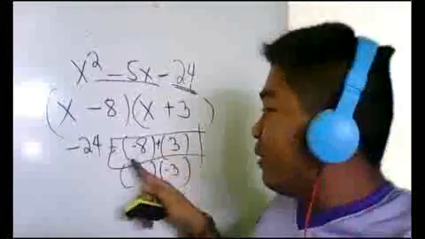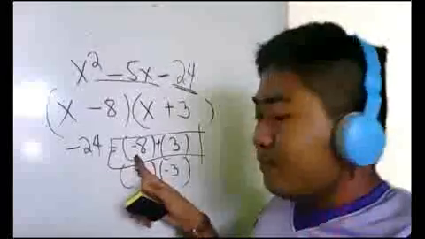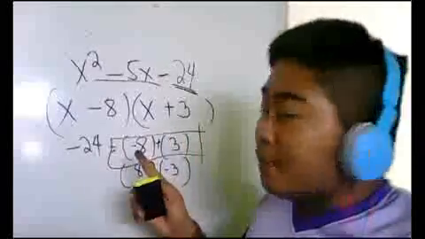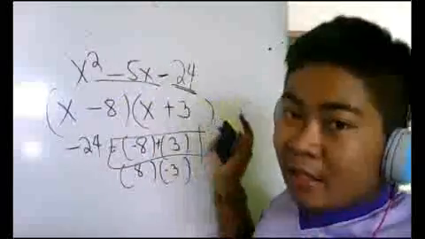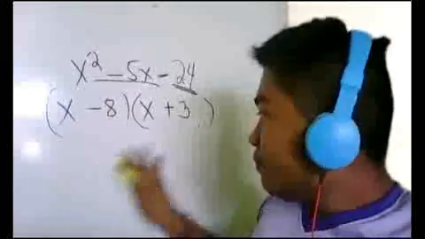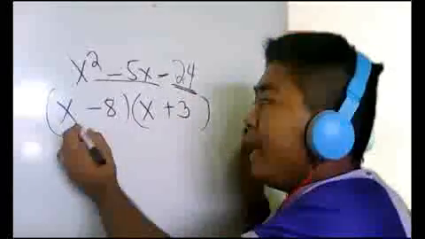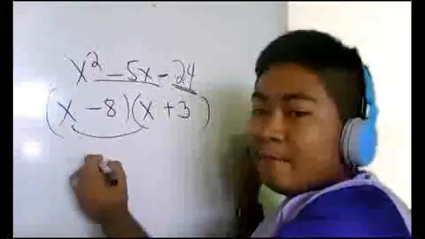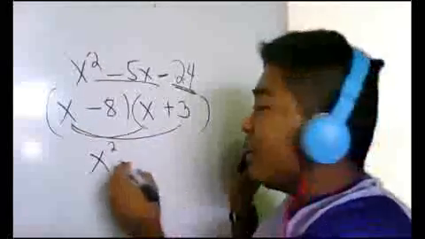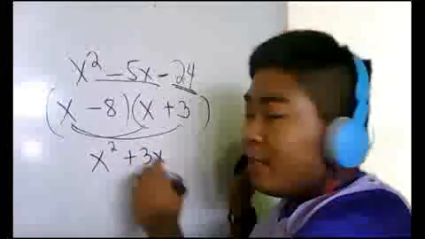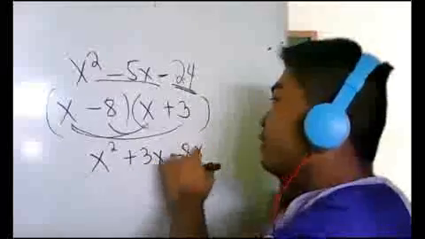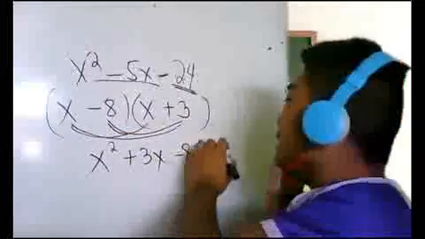So, first step is to get the factor. This is a trial and error. So, get the factor of it. And when you sum it up, that will give you the middle term. So, tingnan natin. Let's try to check. x times x, that will give us x squared. x times positive 3, that will give us positive 3x. Negative 8 times x, that will give us negative 8x. And negative 8 times 3 is negative 24.